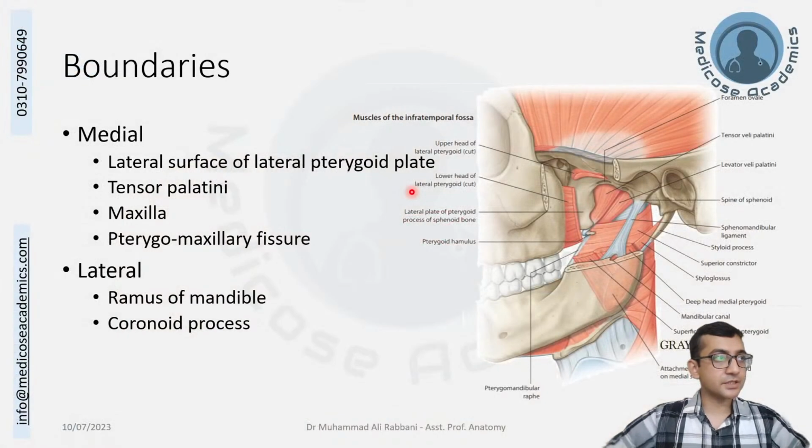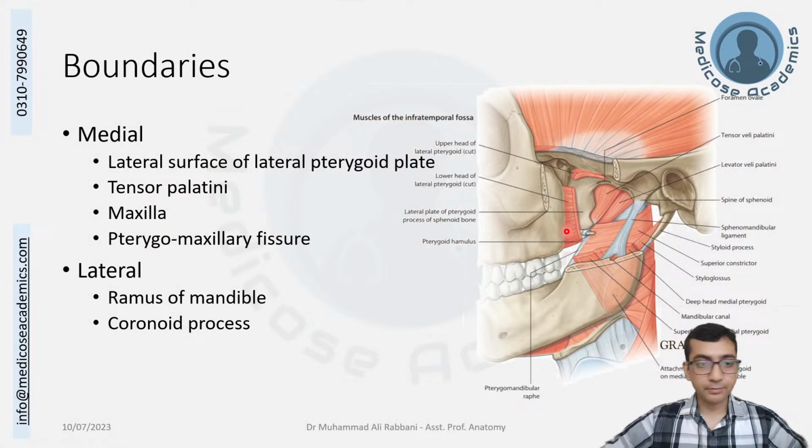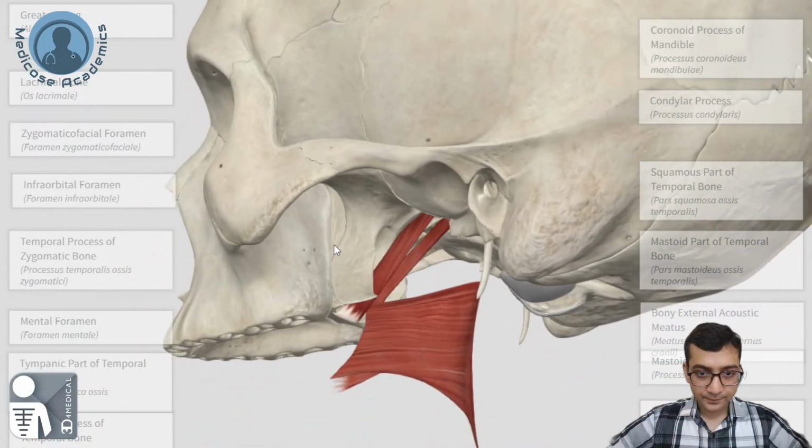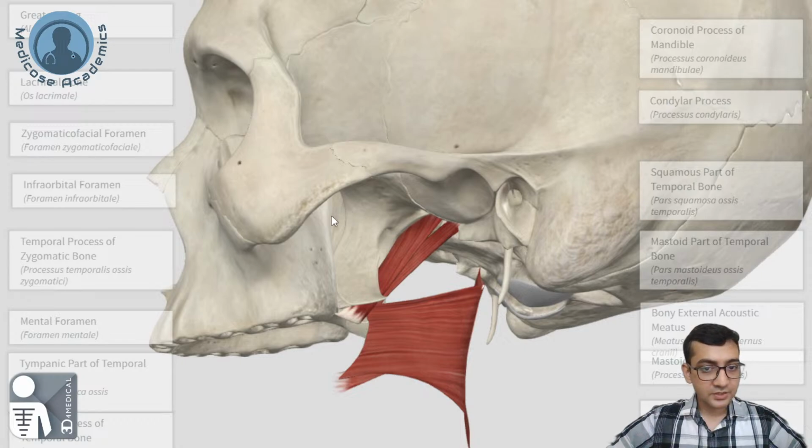Let's get back to the presentation. So here you can see medially it is made up of the lateral pterygoid plate, tensor veli palatini, levator veli palatini, and superior constrictor, and there is the maxilla in front, and there is the pterygomaxillary fissure. Okay, I did not show you that. Let me get back to this. So this space is called the pterygomaxillary fissure, which goes into the pterygopalatine fossa.